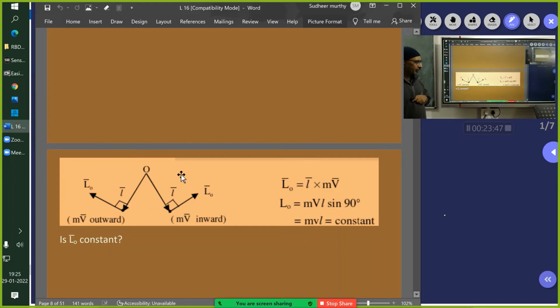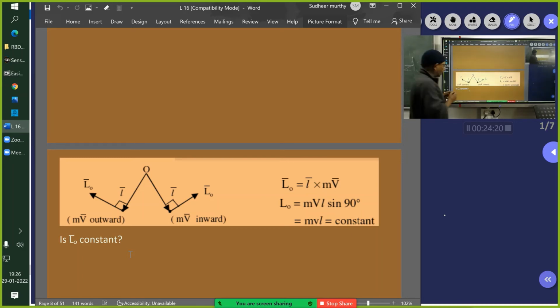So it is a constant. Because speed is constant, L is constant, M is constant, so angular momentum is constant. So L naught bar is equal to so and so, and L naught is equal to M V L sin theta. This is constant. But now I am asking another question here: is L naught bar constant?